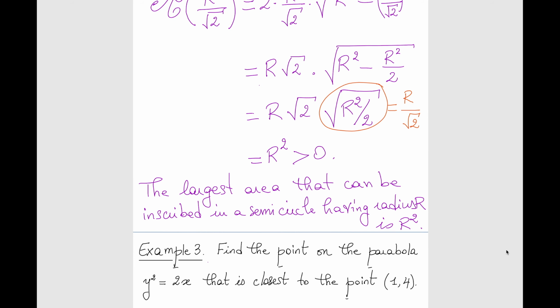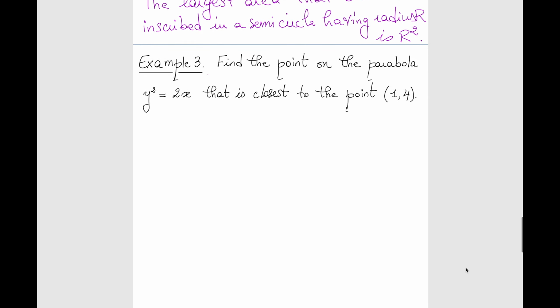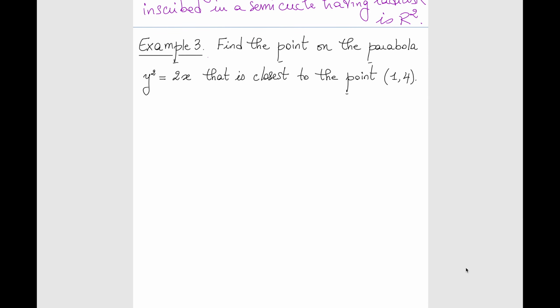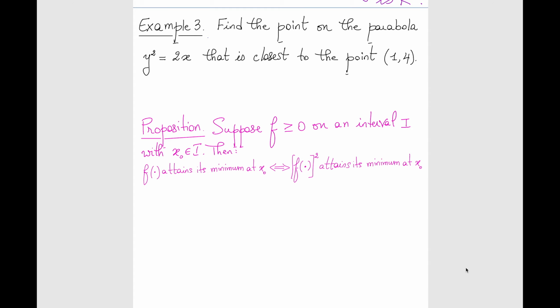Okay. Finally, the last problem in this section. Find the point on the parabola y squared equals 2x that's closest to the point 1, 4. Before we start, actually, let me just make the following proposition.